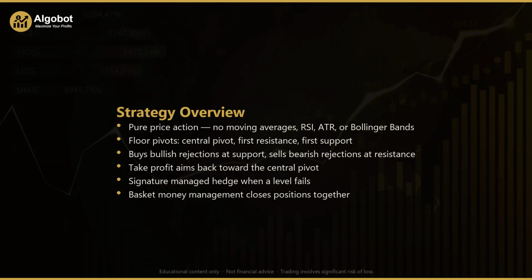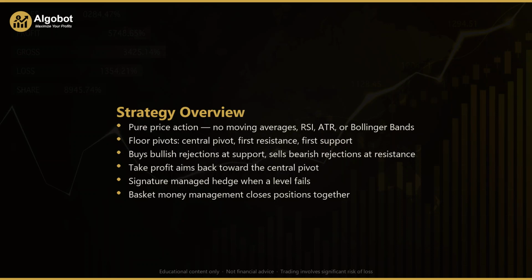Every time a new bar closes, the strategy looks back over a set number of completed bars, 24 by default, and finds the highest high, the lowest low, and the most recent close. From those three numbers, it calculates the central pivot, a first resistance level above it, and a first support level below it. These are the same reference levels that countless intraday desks watch every day, which is exactly why price tends to react around them.